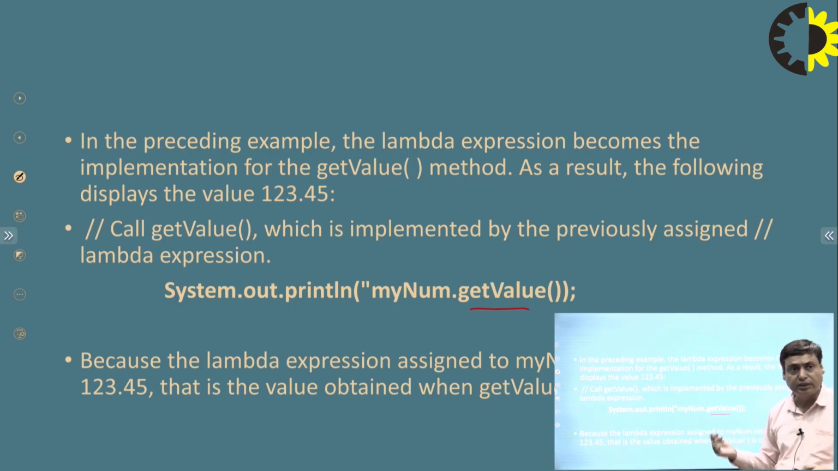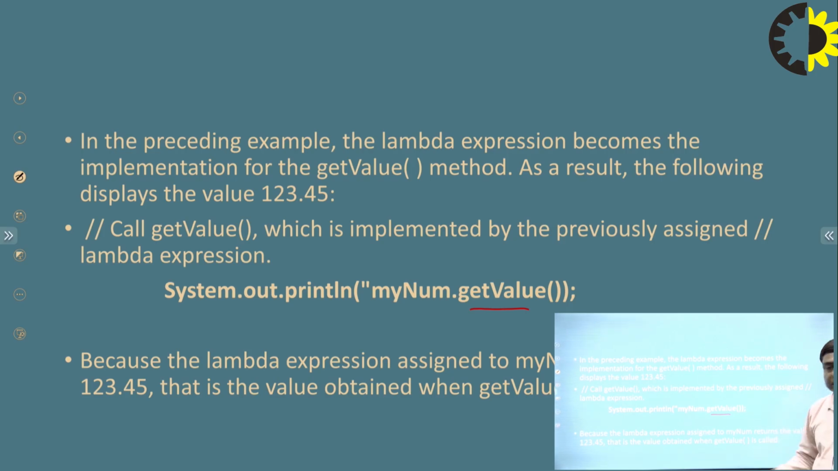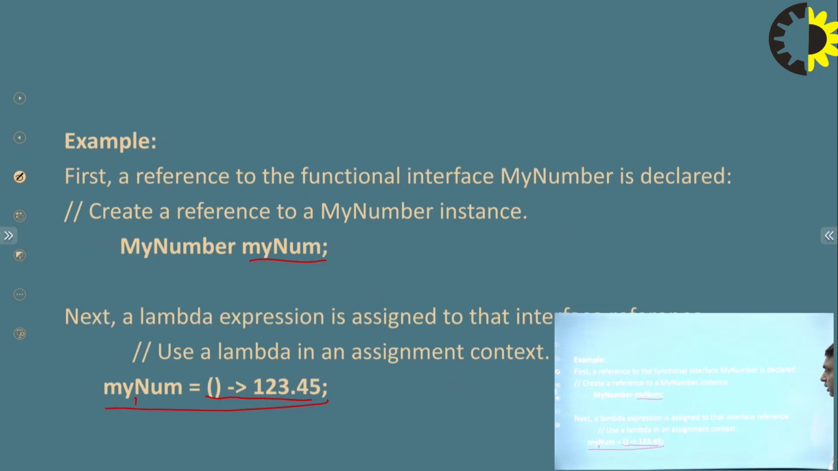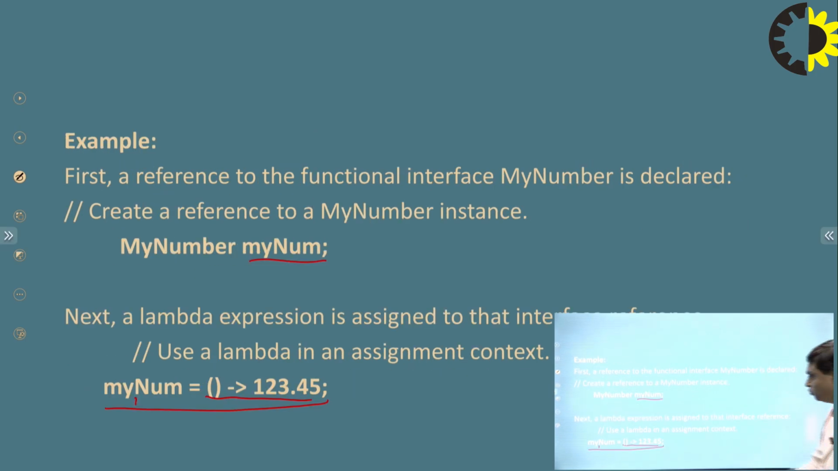I already told you it was an abstract method. After assigning the lambda expression to this reference variable, getValue gets the implementation, and the implementation is very simple, just return a constant value. So, when we call getValue, it will return a constant value and the constant value will be displayed. The constant value is 123.45.